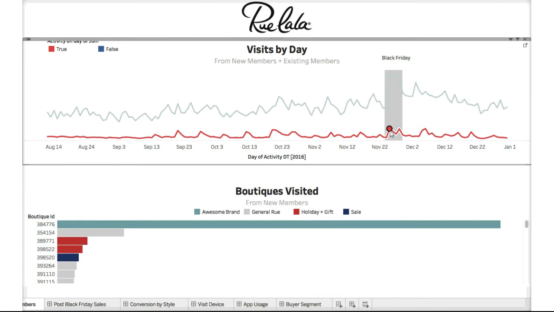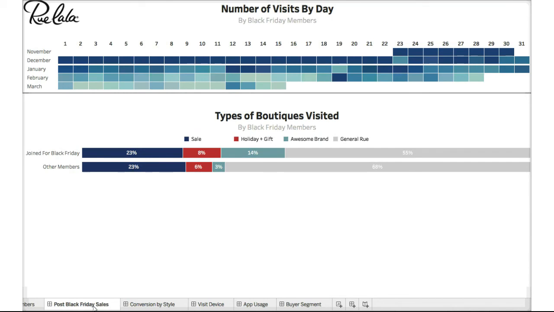So our next step would be, okay, well, what happened to this group after Black Friday and after this particular sale? Did they stick around? Are they interested in other brands that we're offering at different times? Well, that brings us to our next visualization or set of visualizations, where we're looking at specifically members that joined between the Wednesday prior to Thanksgiving and Cyber Monday. So we'll call these our Black Friday members.